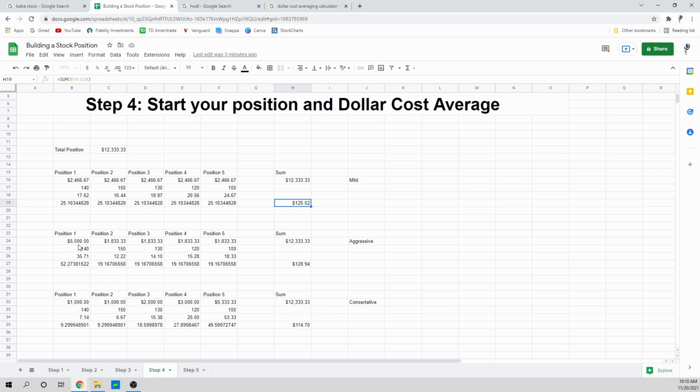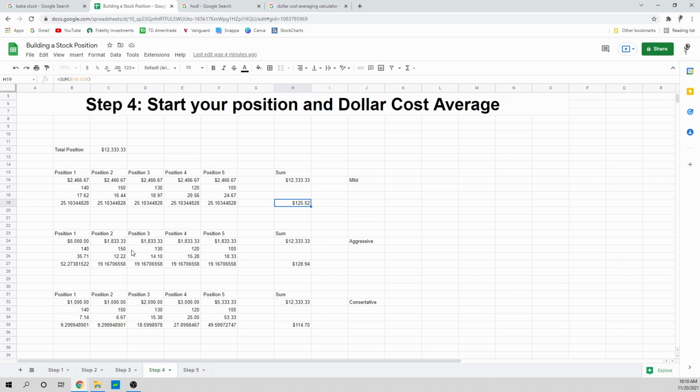This would be ideal if you think the stock is basically at a bottom and you think it's going to start going up really quick and you don't want to miss out. So we have a $5,000 position put on in position 1, and then $1,800 for these next 4 positions. And again, that comes out to still our $12,000 total position size that we're targeting.